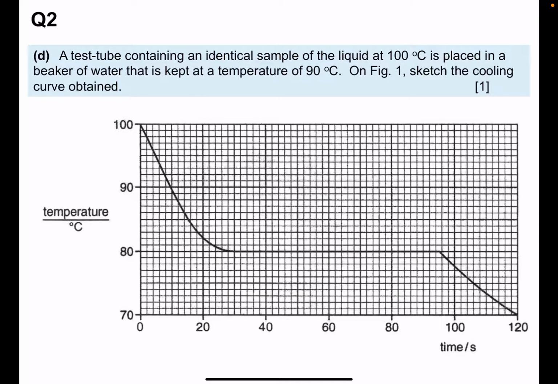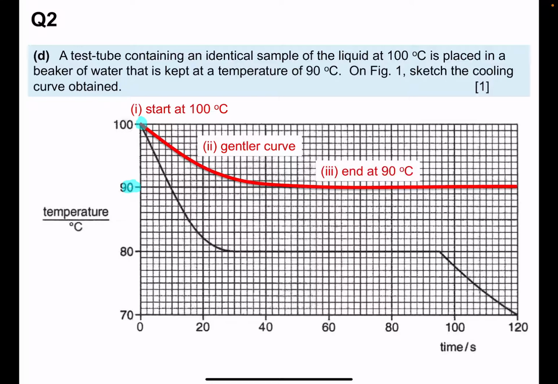In part D, a test tube containing an identical sample of the liquid at 100 degrees Celsius is placed in a beaker of water that is kept at a temperature of 90 degrees Celsius. Sketch the cooling curve obtained. So we're going to start again at 100 degrees Celsius, and we're going to end at 90 degrees Celsius because that is the temperature of the water. So we're going to get a curve, and it will plateau or flatten out at 90 degrees Celsius. We will expect a gentler curve because the rate of heat transfer is slower, and it will flatten out at 90 degrees Celsius.